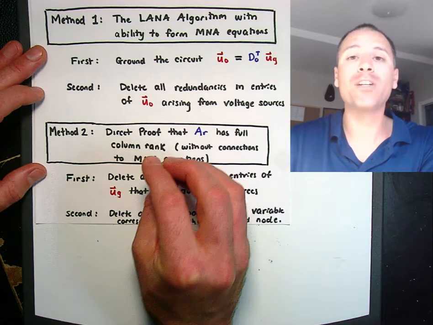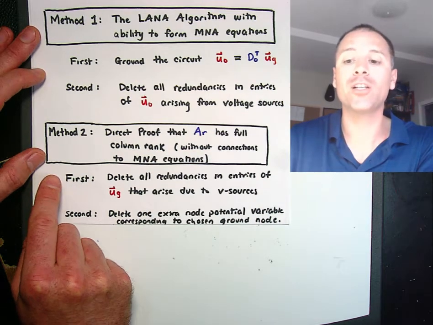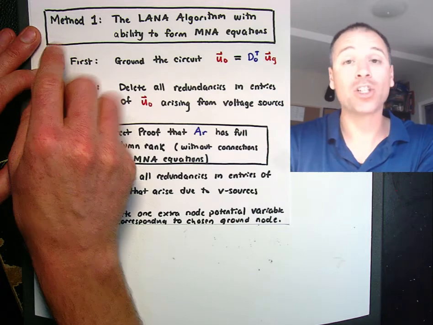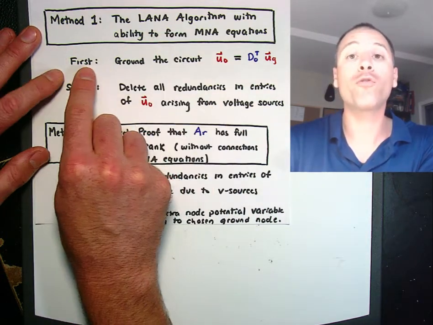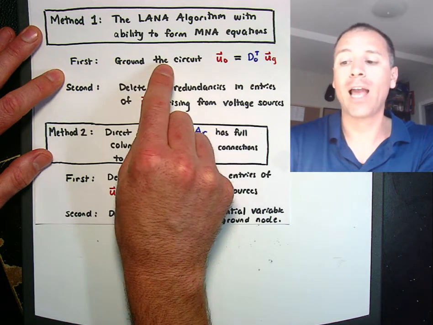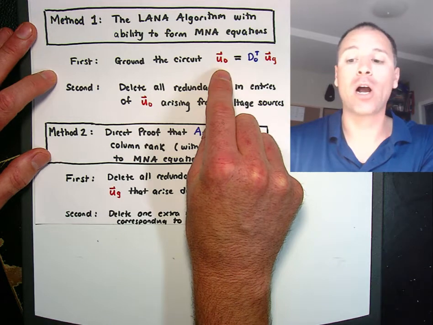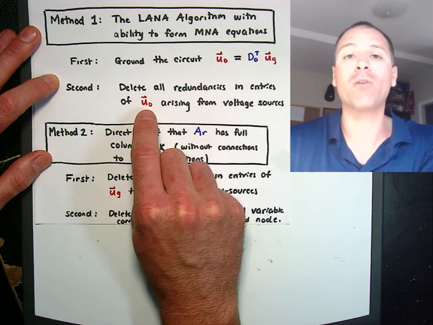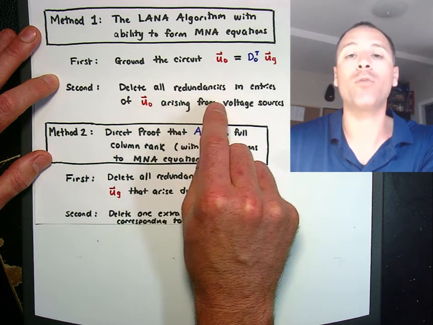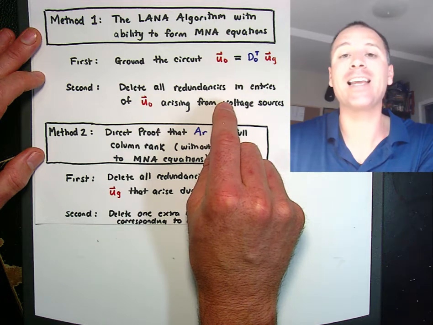In fact, the observation that there are two different reductions happening led to two different strategies. The first method that we actually use in the linear algebraic nodal analysis algorithm is to first ground the circuit and produce the grounded node potential vector. That happened in step 7 in our algorithm. And then second, we delete all redundancies in the entries of our grounded node potential that occur due to the voltage sources. That was really the focus of steps 9 and 10 in our algorithm.